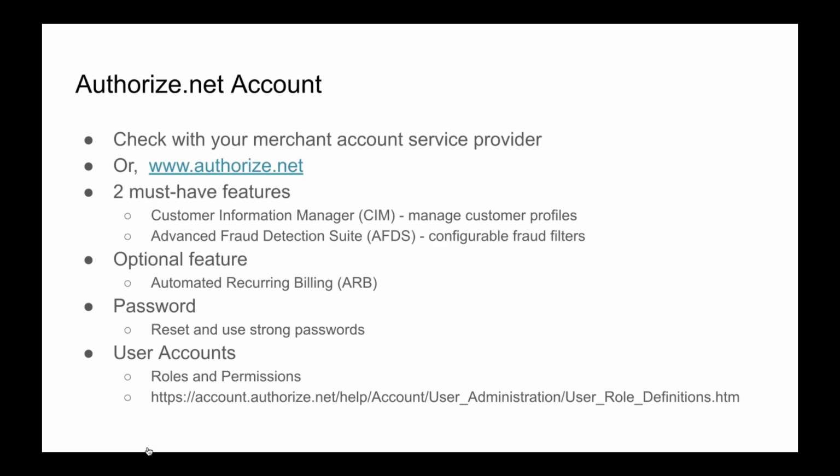And when you set up your authorized.net account, whether it is the merchant service provider setting it up for you or you do it on your own, make sure these two important must-have features are enabled on your account. The first one is the CIM, which is the Customer Information Manager. With this feature, customers can save their credit card profiles for future orders. Again, nothing is saved on your IndieCommerce website or on our platform. This sensitive information is saved on authorized.net's secure servers, thereby simplifying PCI compliance.